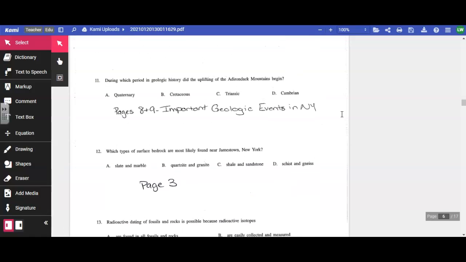Number 11, during which period in geologic history did the uplifting of the Adirondack Mountains begin? The Quaternary, Cretaceous, Jurassic, or Cambrian. So look at pages 8 and 9, important geologic events in New York.